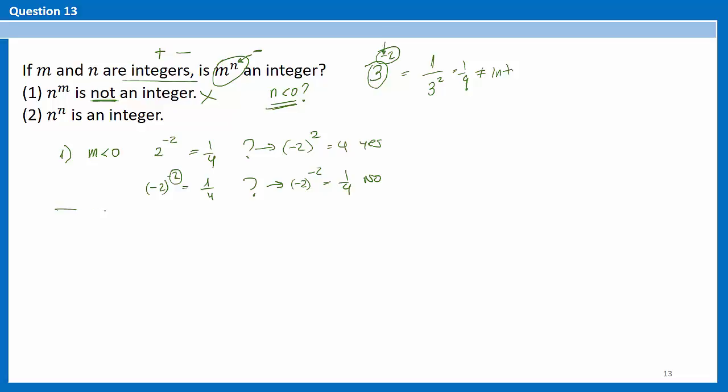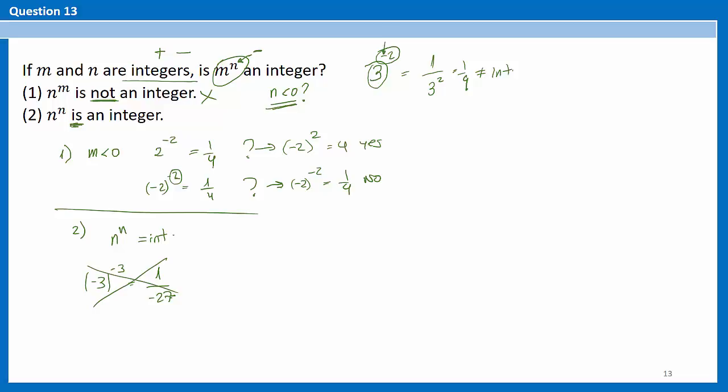Statement 2 says n to the power n is an integer. Okay, n to the power n is an integer. You could think, well, okay, so n has to be positive, right? But is there a negative number that makes this statement true? For example, negative 3 to the power negative 3. This is going to be 1 over negative 27. So I cannot try that because it makes the statement false, right?